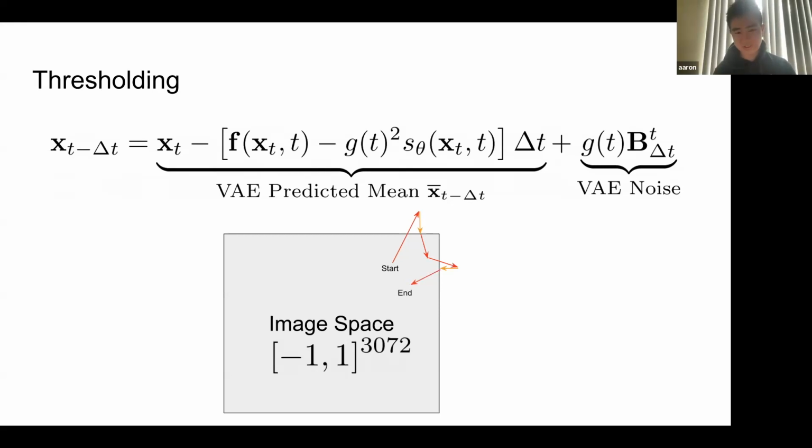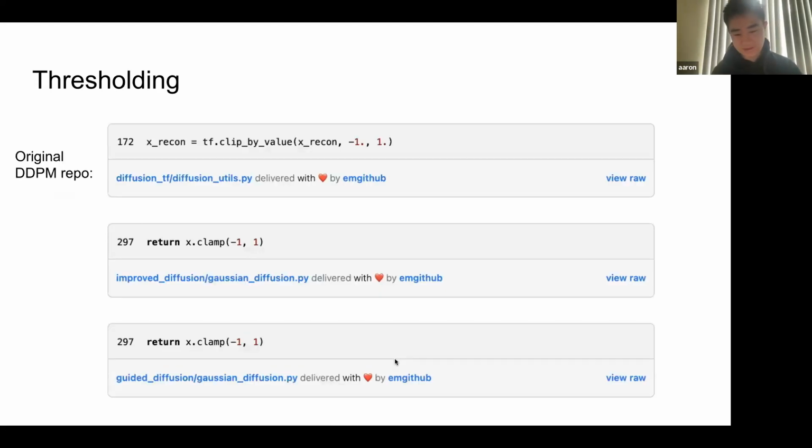This is called thresholding, and the main idea behind it is that whether your image space is -1 to 1, 0 to 1, or, as people more commonly know it, 0 to 255 for each pixel value, you just modify the sampling procedure to make sure things don't diverge too much. I think this is a well-known hack. You can see it in a lot of pre-existing repositories. The first one here is the original diffusion model repo. They explicitly do this clipping, this thresholding trick, and then you have some of the more recent repos given below.